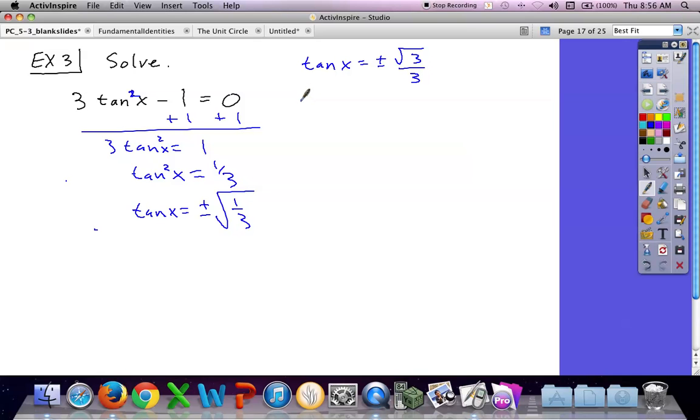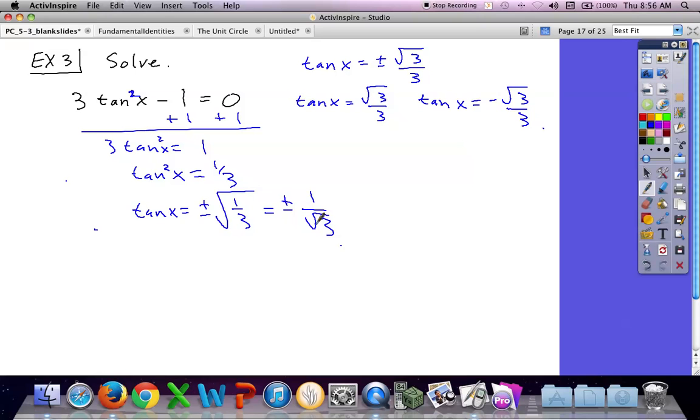And I'm going to write it in two. I'll write it as tan x equals the square root of 3 over 3. Tan x equals negative square root of 3 over 3. In fact, in a way, it's almost easier to look at it like this: plus or minus 1 over the square root of 3. So now we've got to say, where would tangent equal the square root of 3 over 3, or 1 over the square root of 3?